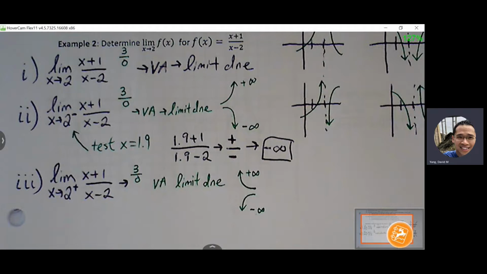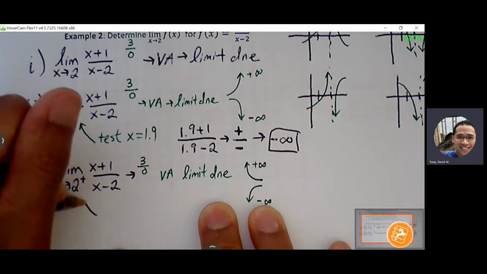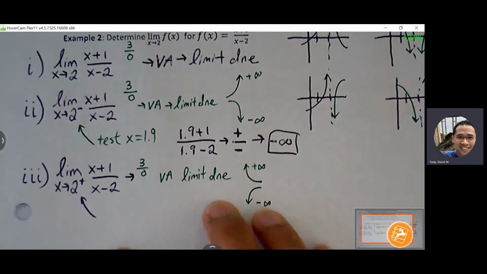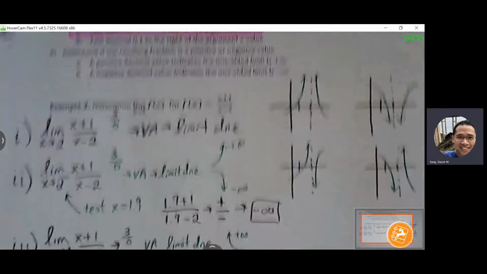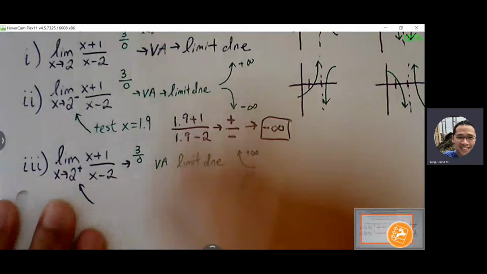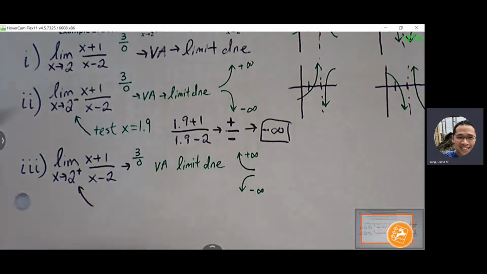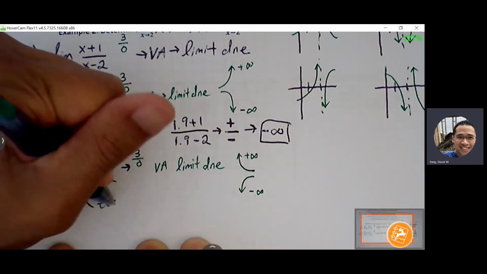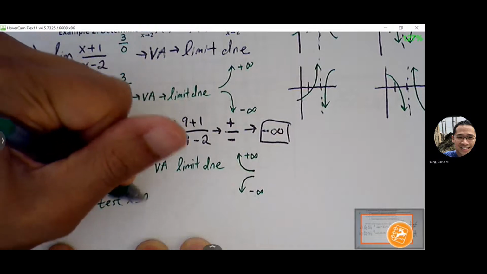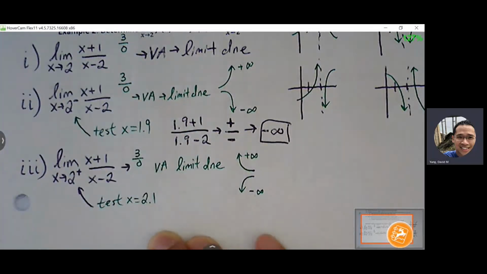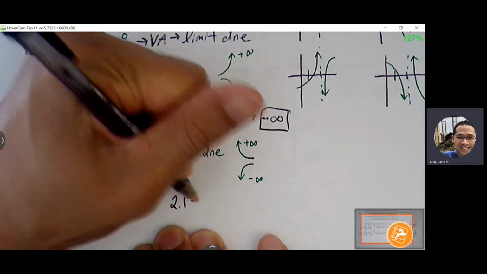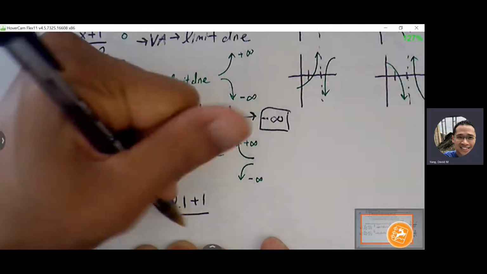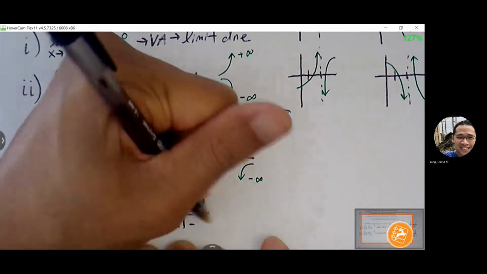So now that we're choosing between these two options, we have a specific test. We want to choose a decimal value 0.1 to the right of our target x value. So what is 0.1 to the right of 2? 2.1. Okay, so let's go ahead and do that test. 2.1 plus 1 divided by 2.1 minus 2.